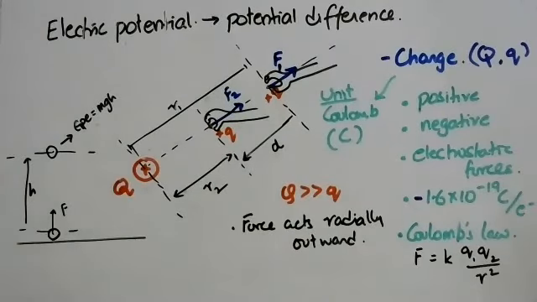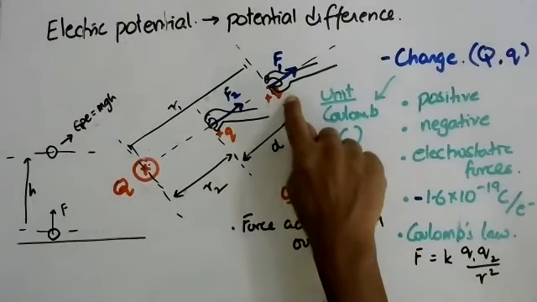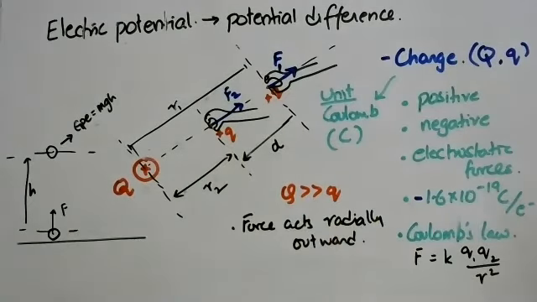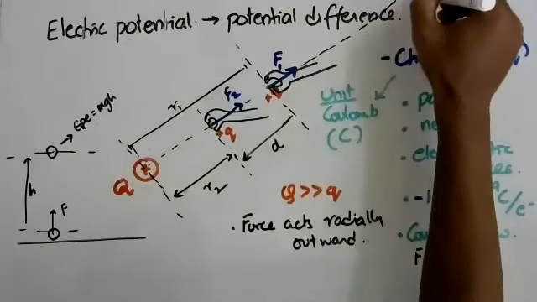And that electric potential will be the amount of work done, and listen carefully over here, the amount of work done not to bring it from this position to this position. It is the amount of work done to bring it from infinity to that position.